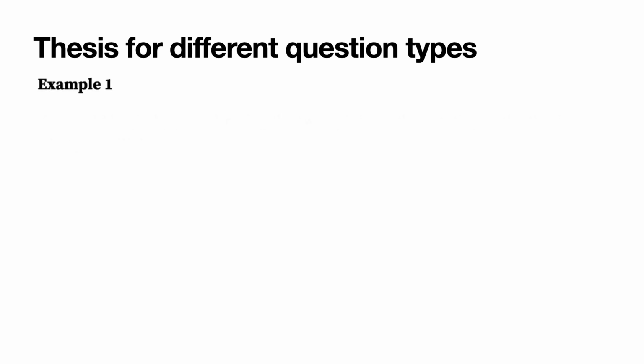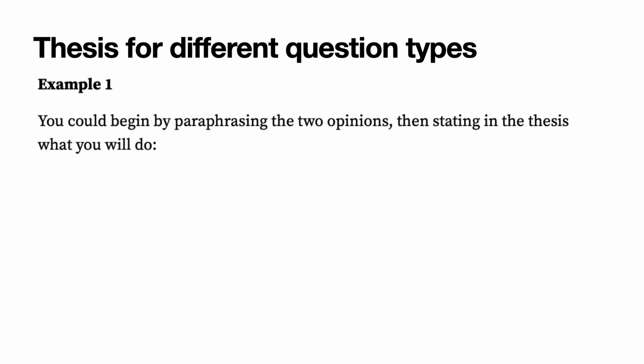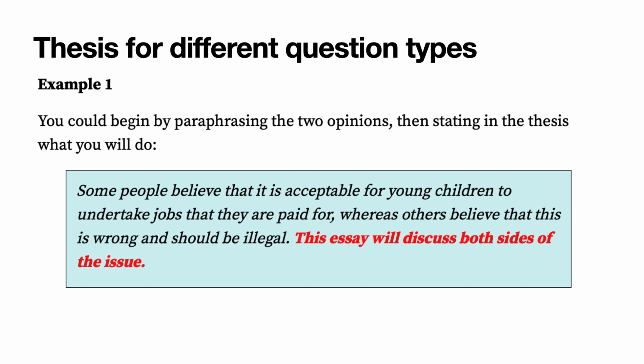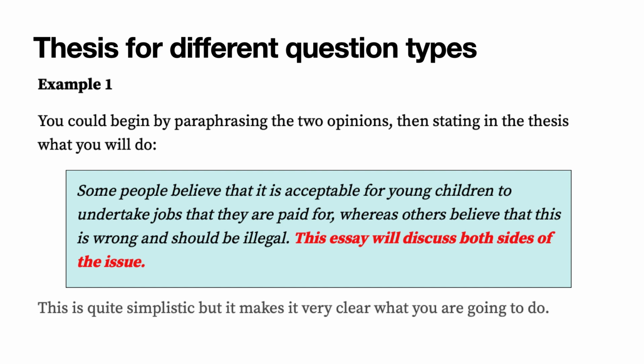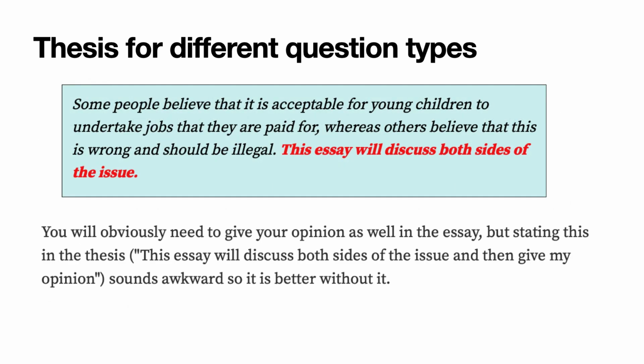Here's a first example. So you could begin by paraphrasing the two opinions, then stating in the thesis statement what you'll do. So for example, some people believe that it's acceptable for young children to undertake jobs they are paid for, whereas others believe that this is wrong and should be illegal. So the question has been paraphrased. And then the thesis. This essay will discuss both sides of the issue. This is quite simplistic, but it makes it very clear what you're going to do.